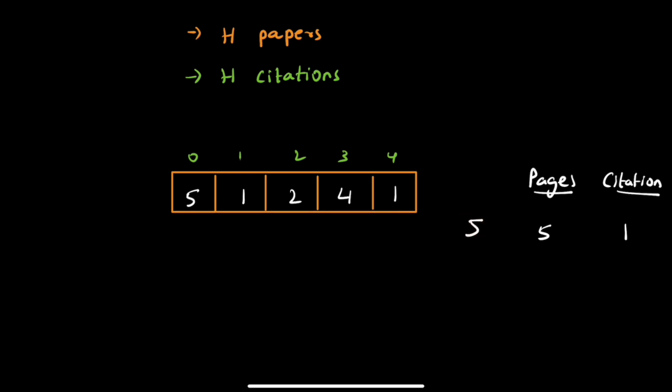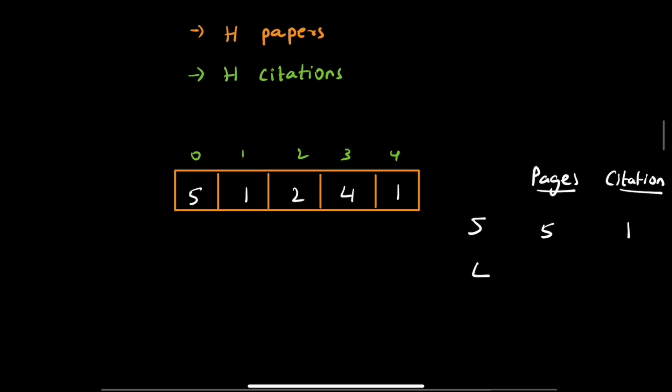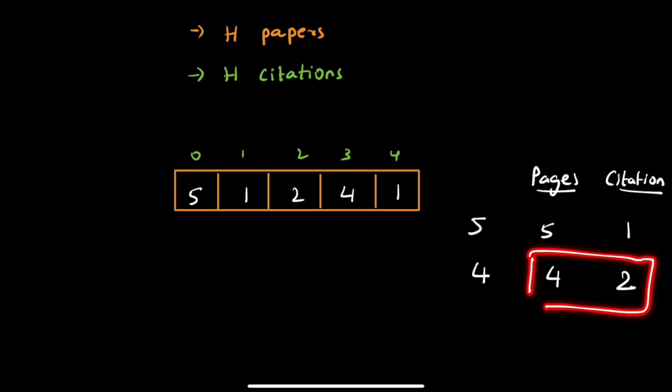So what can we do? We can look for the immediate predecessor of 5. What is the immediate predecessor of 5? 4, right? So we'll check for 4. Now, for 4, we need to look for 4 pages. How many citations have 4 pages? 5 has 4 pages and 4 itself has 4 pages, right? So we have citations 2 here. But again, for 4, both pages and citations are not matching.